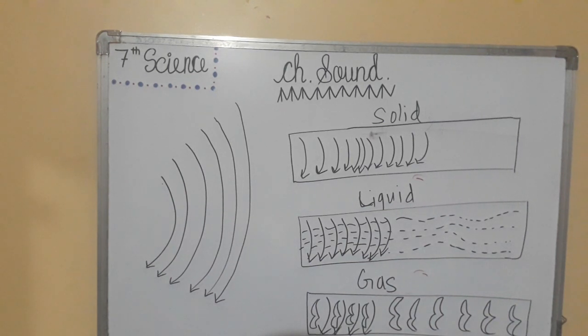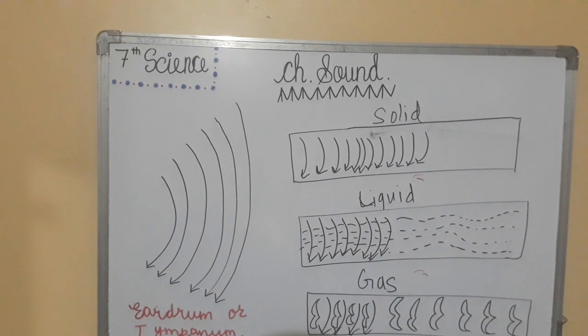Sound waves on reaching our ear. Our ear has a thin membrane called eardrum or tympanum. The sound waves reaching the ear set the eardrum to vibrate. These vibrations are sent to the brain as signals through the nerves. Thus we get the sensation of sound or hearing.